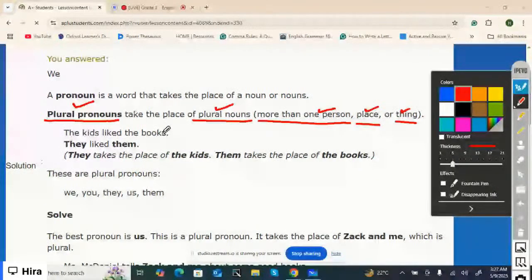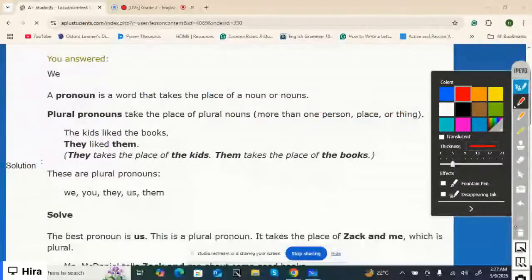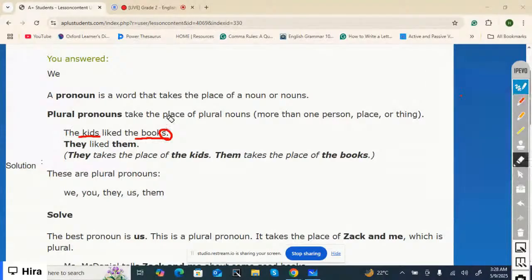Let's read the sentence. The kids liked the books. Kids is a plural noun used for more than one kid. See, it ends in S. It means it's a plural noun. Then we have another noun, books. Books also ends in S. It means it is more than one book. More than one book means not singular, it is plural.